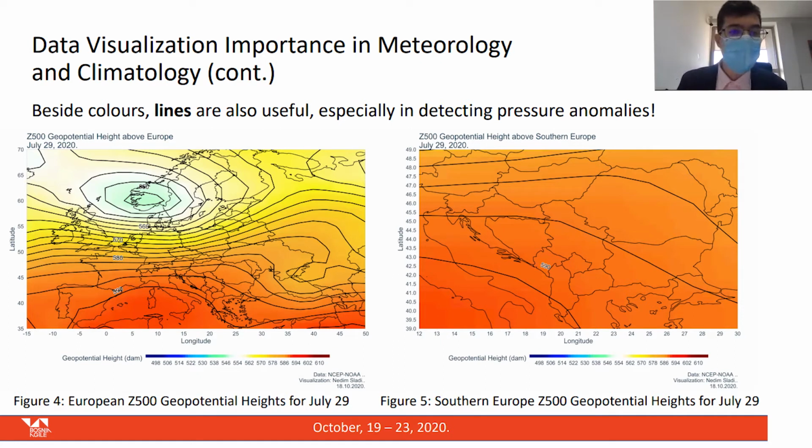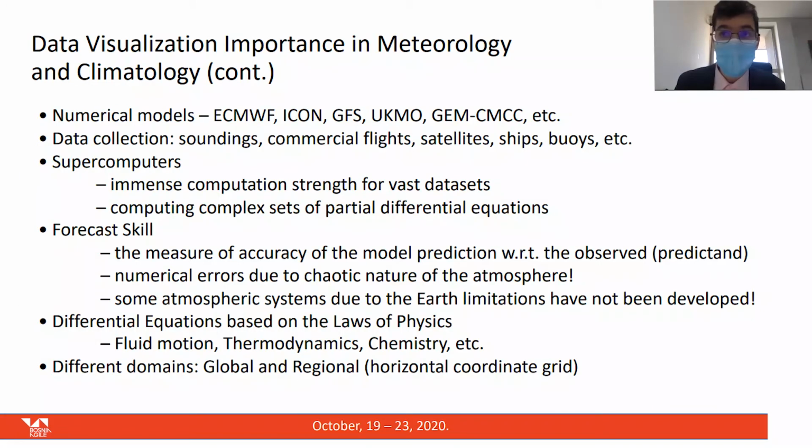Now, we will jump to the numerical models that are produced by the national weather centers. So for example, I enlisted here 5 of the most known ones and 5 most used by the meteorologists, such as ECMWF, ICON, GFS, UKMO, and GEM. Those are models that are available to everyone, so everyone can see the results of these numerical models.